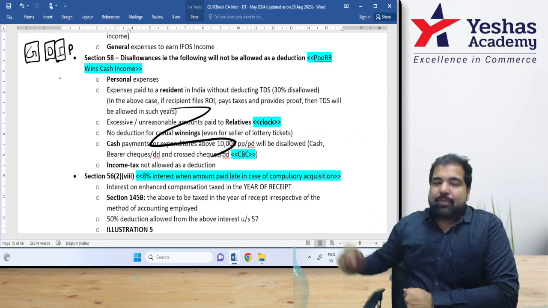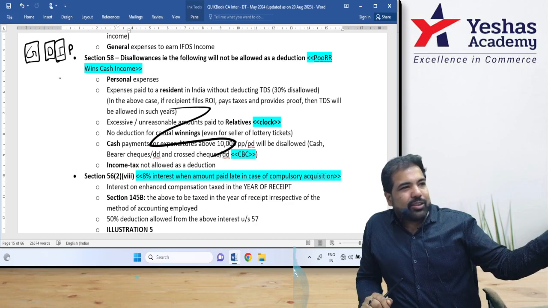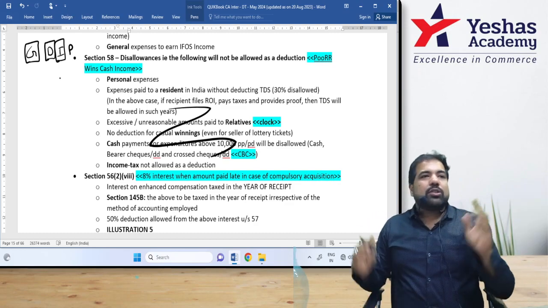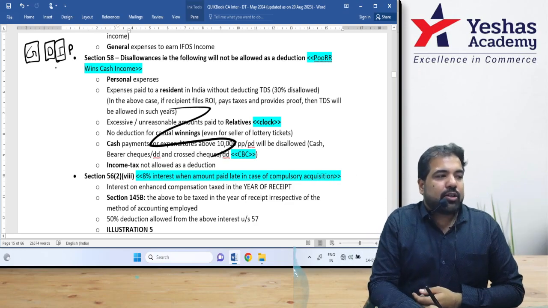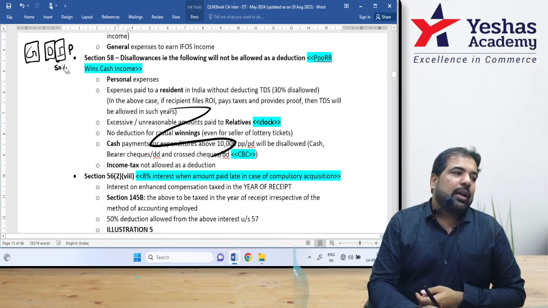Year of receipt. So the government says, sorry, we could not tax you in all the years. We're taxing you in 1 year. And because you're forcing tax in 1 year, we'll give you how much deduction? 50% deduction. And guys, pension.